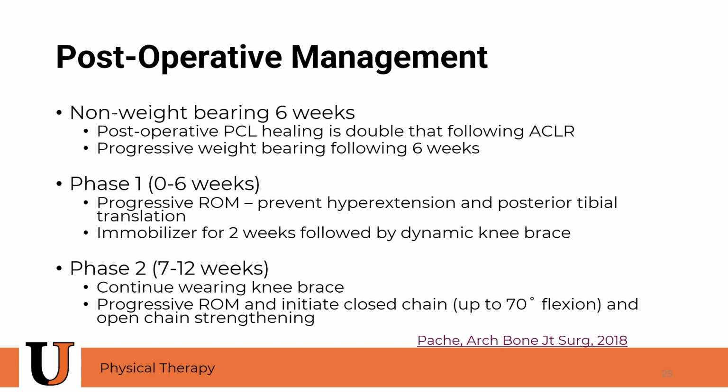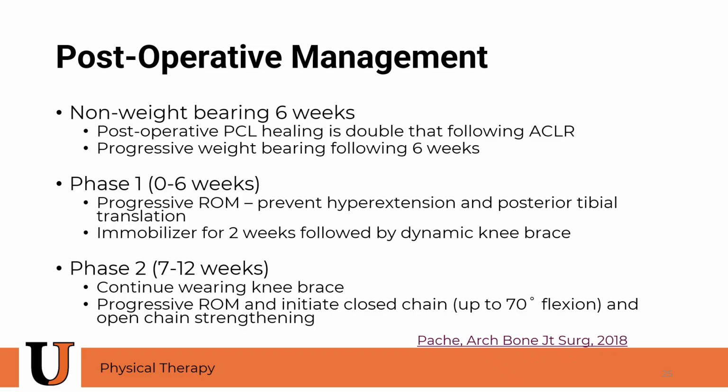So phase 1 is going to be non-weight bearing. You're going to do progressive range of motion. However, with progressive range of motion, you're going to prevent any hyperextension and posterior tibial translation. The second thing here is going to be the patient will be using an immobilizer for the first 2 weeks, followed by a dynamic knee brace.